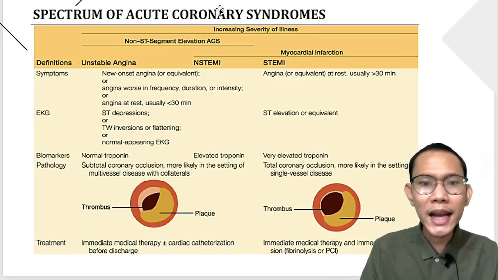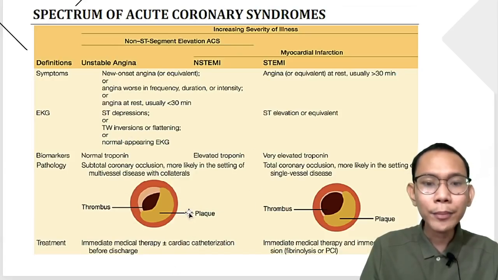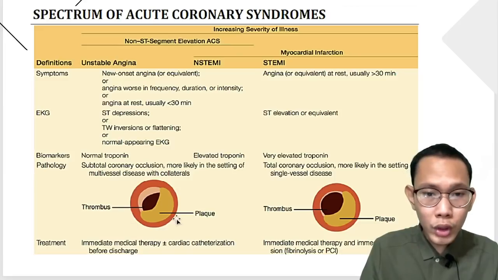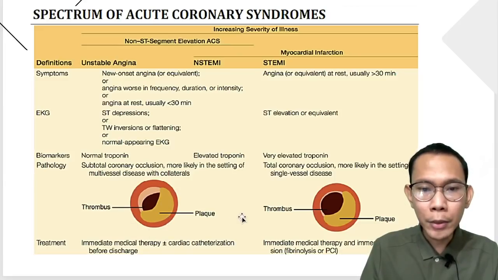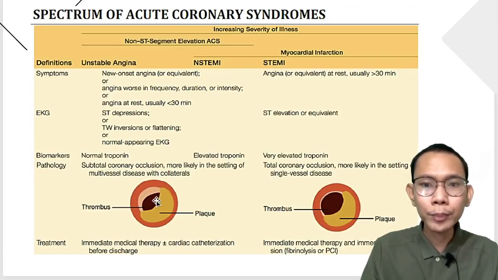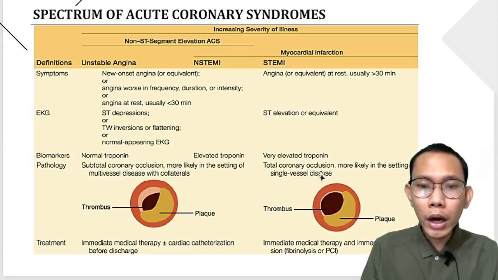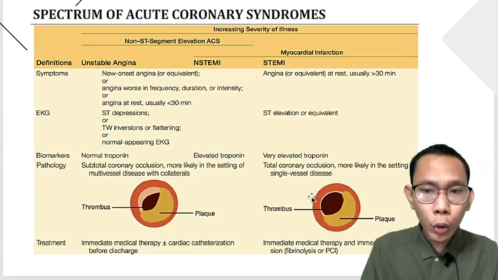Eh, ano nangyayari sa ating myocardial infarction? Sa ating myocardial infarction is that there is already an occlusion sa ating coronary arteries. It could be produced by your plaque or even your thrombus. But in your unstable angina, same manifestation, but the pathology is meron pang somehow, meron pang area na hindi na-occlude. It's just a subtotal coronary occlusion. But when we are talking about myocardial infarction, we are already seeing a total coronary occlusion.